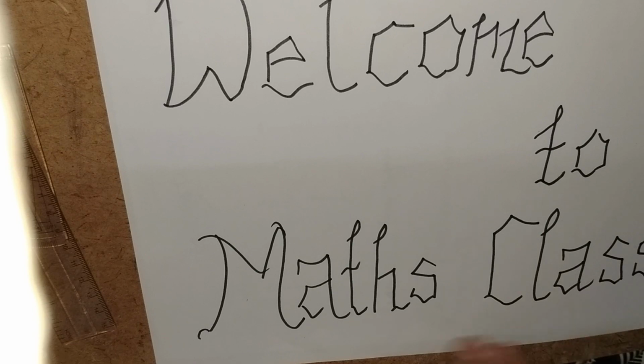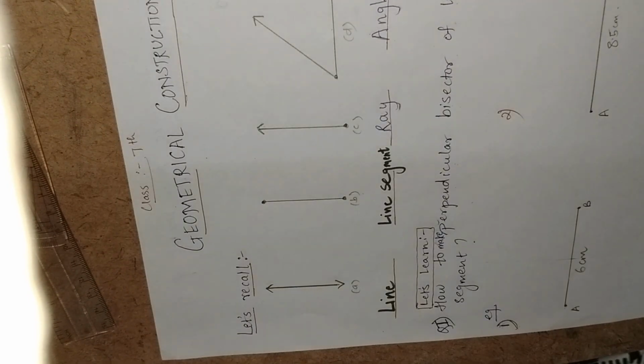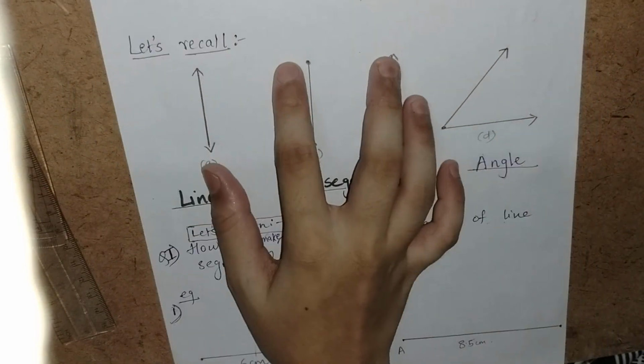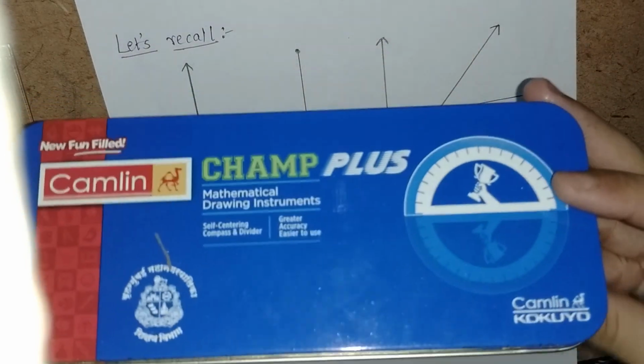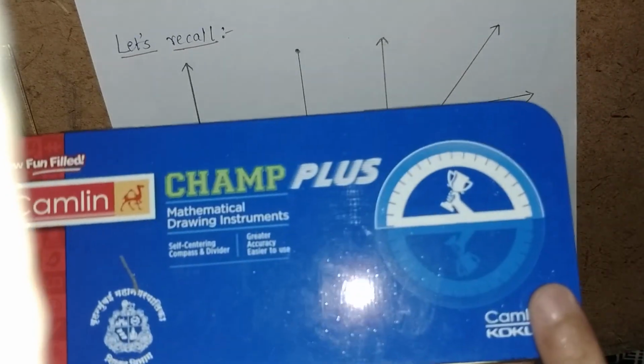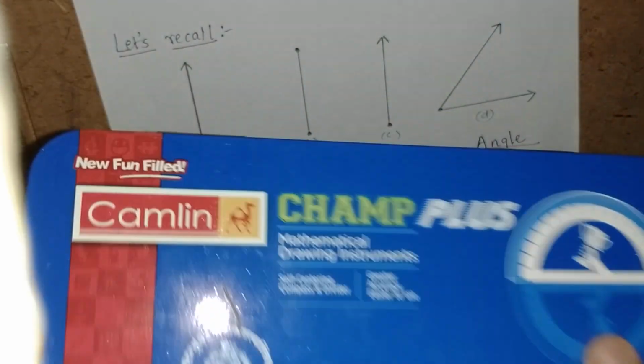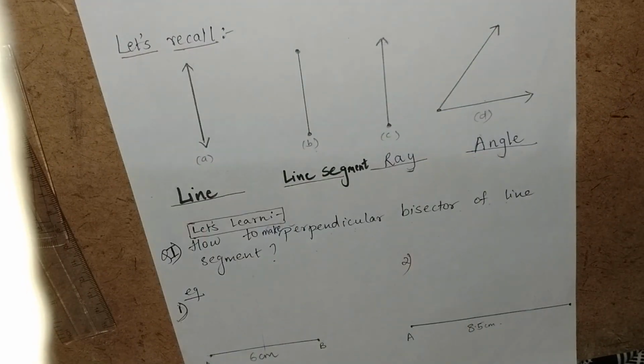Okay, so for today we will learn geometrical construction, the very first chapter of class 7th maths textbook. Geometrical construction. Okay, geometry means what? Yes, we have to deal with the tools inside this geometry box. Let's recall what we have learned in lower classes.